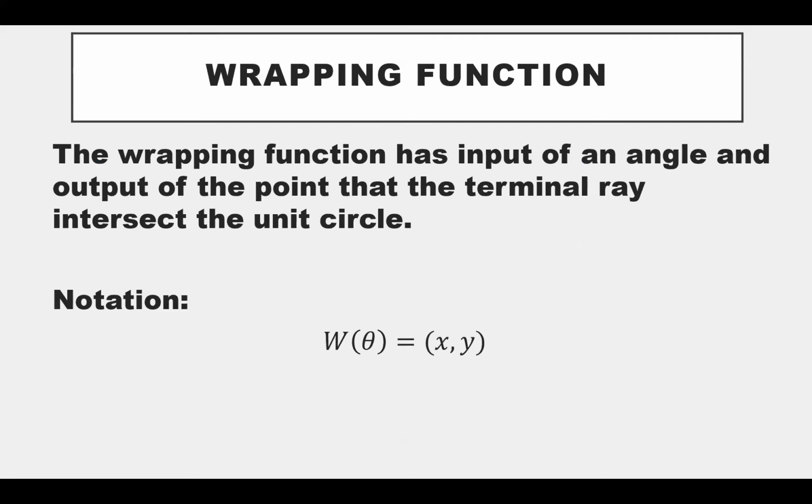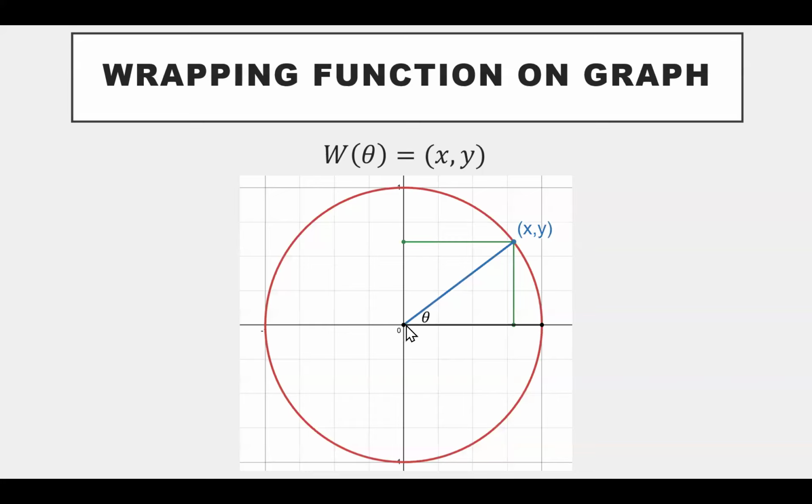Now we're going to define something called the wrapping function on a unit circle. The wrapping function has an input of an angle, and the output is the point where the terminal ray intersects the unit circle. The notation we're going to use for the wrapping function is capital W of angle theta is equal to the point (x, y). So here's what it does. We take an angle whose initial ray is along the positive side of the x-axis and whose terminal ray is somewhere. And wherever that terminal ray hits the unit circle, that point is going to be the output of the wrapping function.